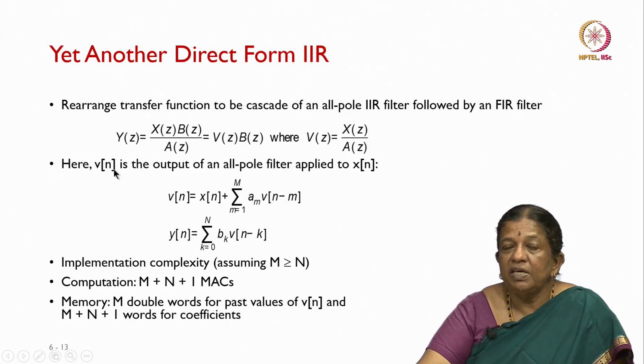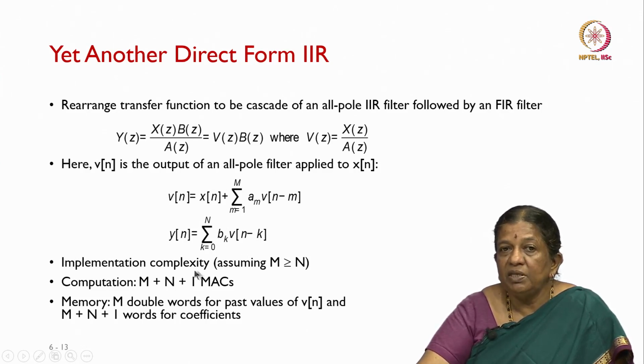And then we say here V of n is the output of an all pole filter applied to x of n. That is what we call it. So, V of n will be x of n plus the sum of a_m into V of n minus m, where m will be varying from 1 to M, and y of n you will see is represented with our zeros b_k multiplied by V of n minus k.